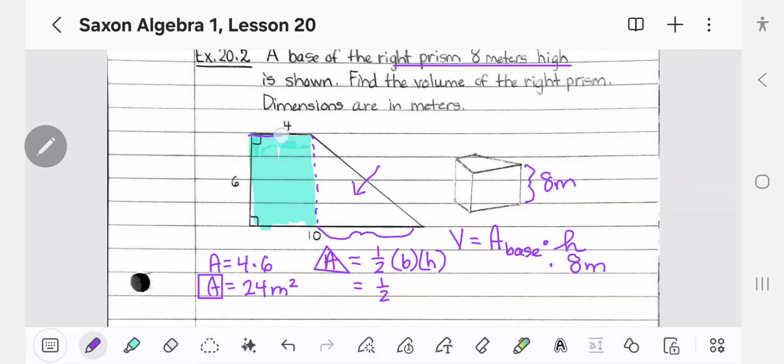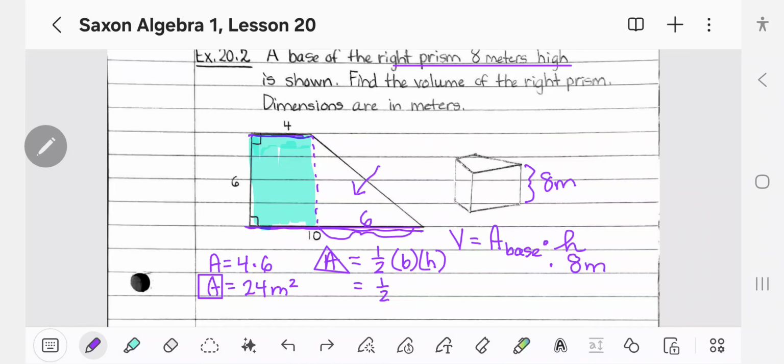But if this distance is 4 and the whole distance is 10, what would that distance be that we need? Do you see it? It would have to be 10 minus that 4. So that would be 6. You see how I got that? This whole thing is 10. Take away the 4, and this piece of it is 6.